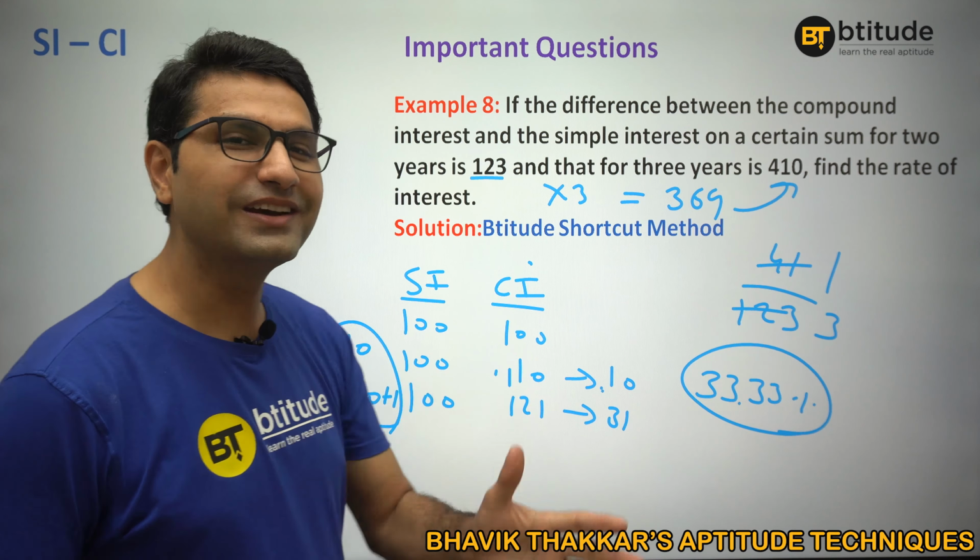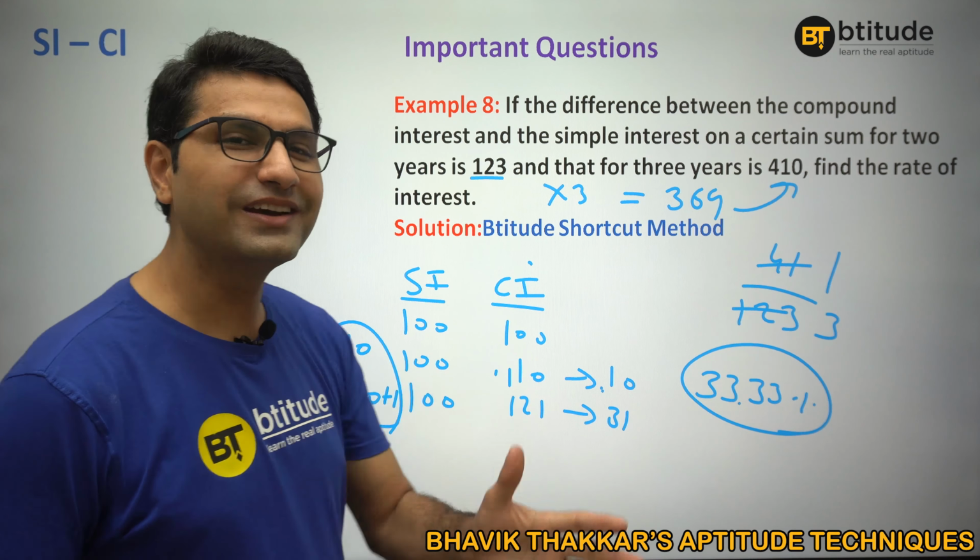Fine. Let's try to do it with the Btitude shortcut method. The difference for 2 years is given and for 3 years is also given. Find the sum. Fine. Then find the sum, just a bit different. Here also 144 into 3, right? 144 into 3 would be 420, 432 I think. 420 plus 12, yes, 432.